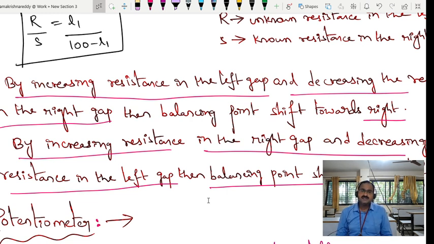So that point at least you practice: for one gap, by increasing the resistance in the left gap, resistance increased. Then what about the balancing length? It is increasing. Balancing point increasing means it will shift towards the right side. Same, like that the second one: by increasing the resistance in the right gap, it will shift this side, nothing but shift towards the left. So that is the thing in that one.